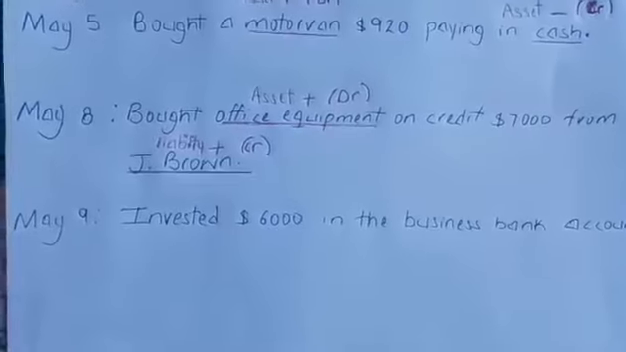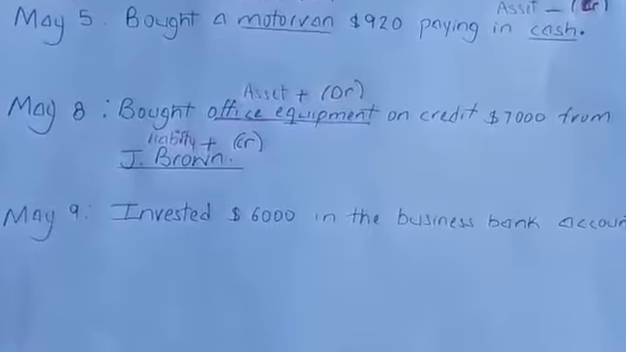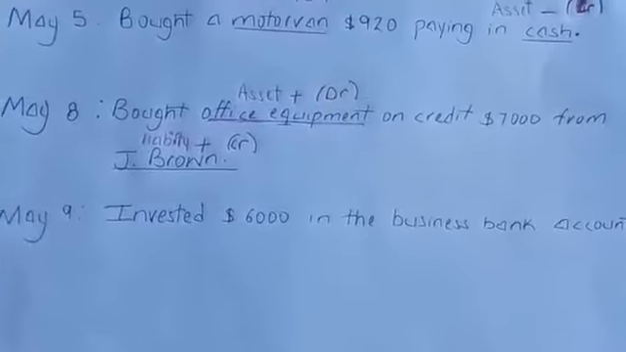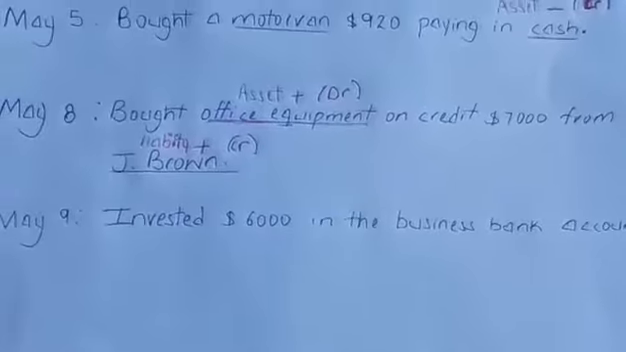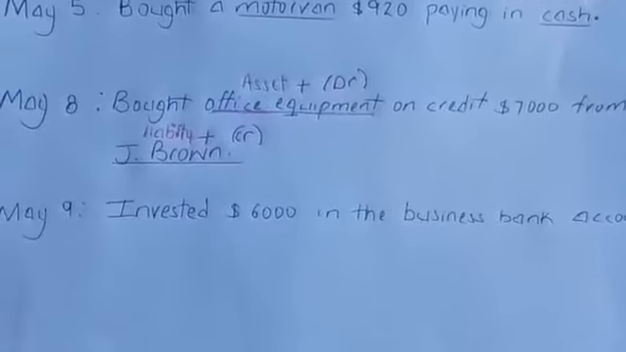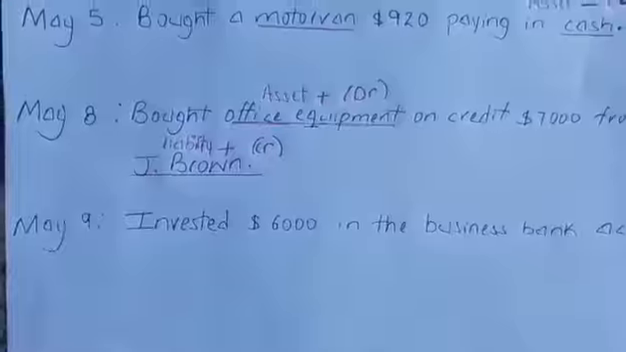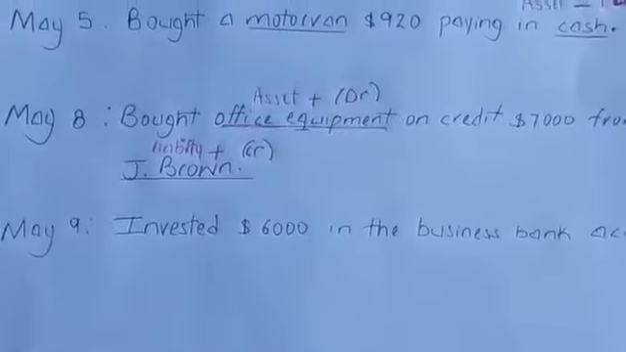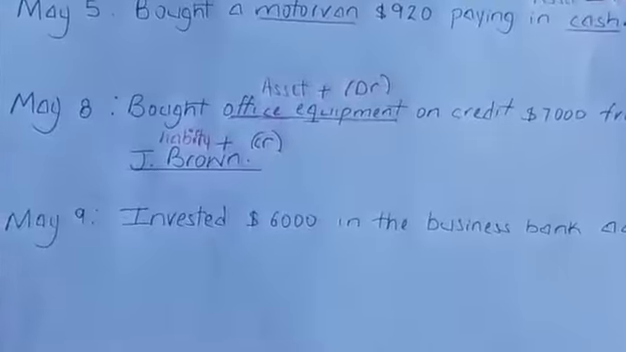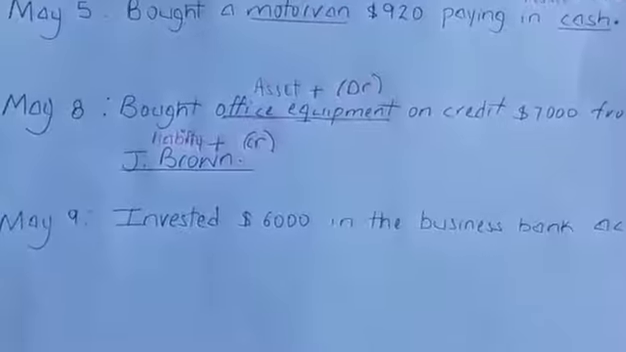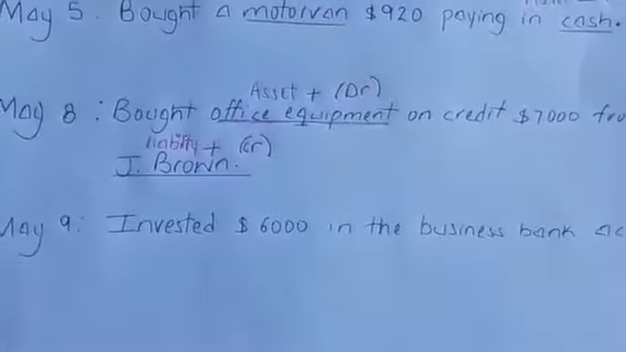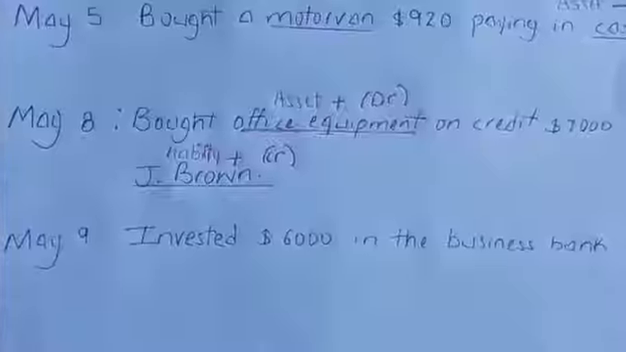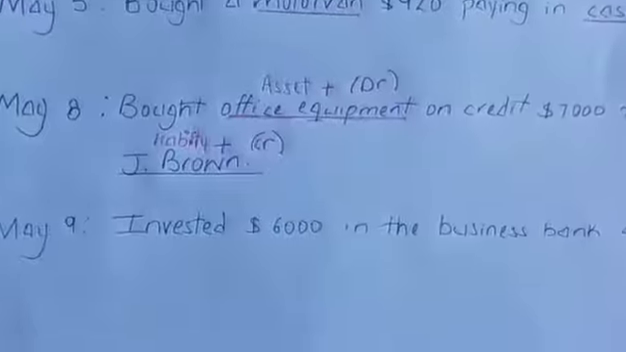So now we are on to the final transaction. On May 9, the transaction reads, invested $6,000 in the business bank account. So now we are going to identify the two accounts that are being affected in this transaction. So it would be capital and bank.